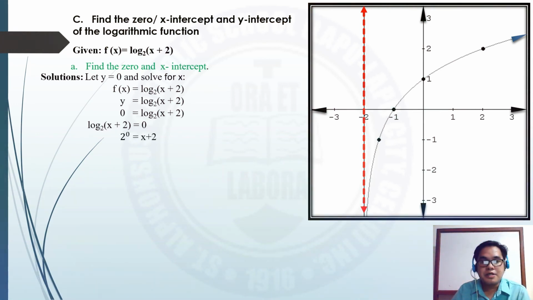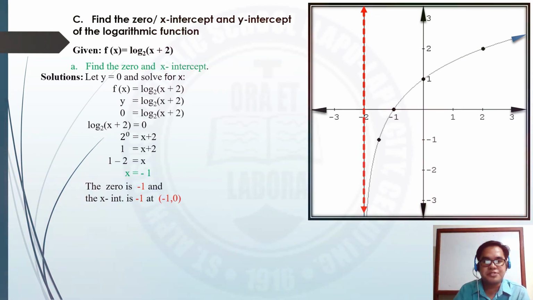Now, we are going to make this one into exponential form, and it will become 2 raised to 0 is equal to x plus 2. 2 raised to 0 is equal to 1, and then copy equals x plus 2. And then after that, you're going to transpose 2 to the other side of the equation so that x will be isolated, and it will become x is equal to negative 1. So this is our zero and our x-intercept, and the coordinate point of our zero or x-intercept is negative 1, 0. So if we look into the illustration, our point lies on the x-axis, which is called the x-intercept, which is equal to negative 1.